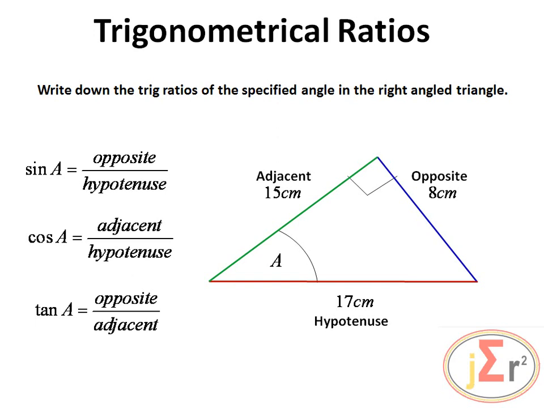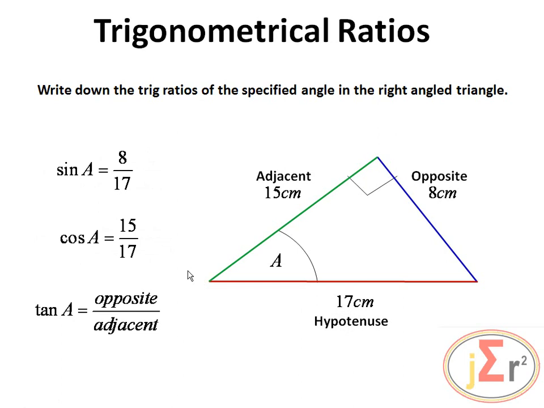Sine A. Take a look at the trig ratio, how it is defined, before we write down the values. So we have opposite over hypotenuse. So sine A is equal to opposite over hypotenuse. What do we do? Where is the opposite? The opposite is right here, 8 centimeters. The hypotenuse is 17 centimeters. So let's do that. 8 over 17, opposite over hypotenuse. See, opposite is 8 over hypotenuse, which is 17.